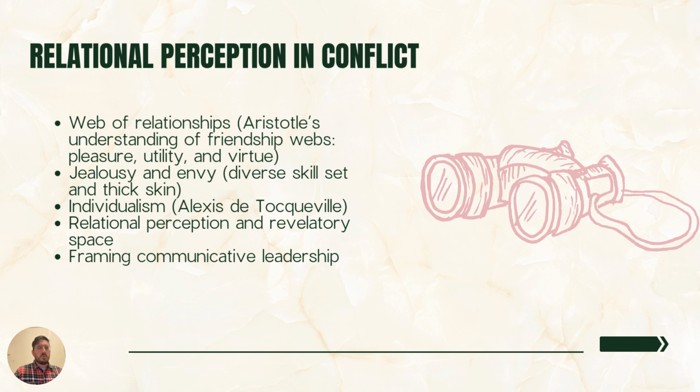Relational perception and revelatory space. So this is about creating space for the emergent to come out, to be wrong, to learn. And then finally, Fairhurst reminds us of how framing communicative leadership works in our perceptions of others and the world around us. That brings us to the end of this section.